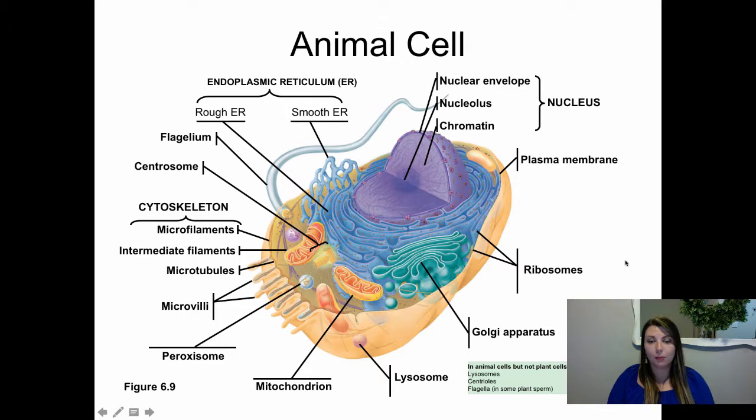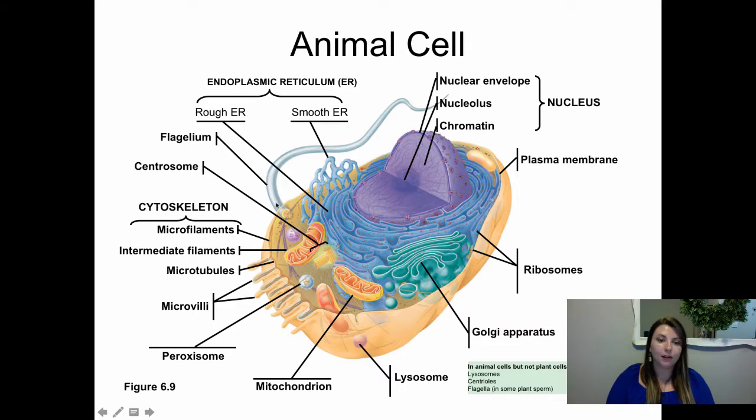All right, so here we have a picture of an animal cell, and you'll see that we have a cell membrane and we have some membrane-bound organelles within the cell. A couple of things that help distinguish animal cells from plant cells. You see here that we have a centrosome, and a centrosome is just a pair of two centrioles. We also have lysosomes, which are specific to animal cells.